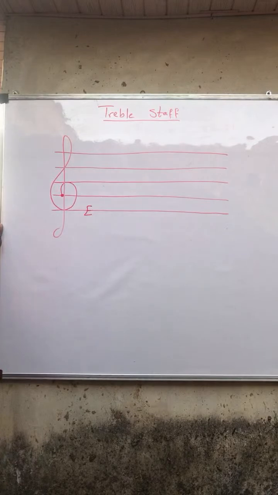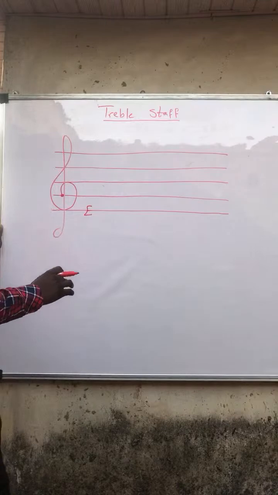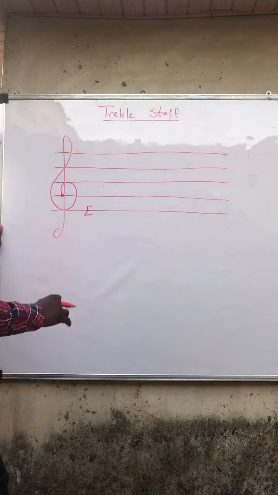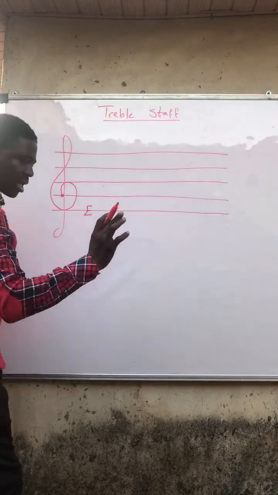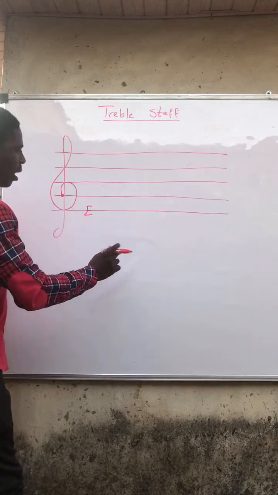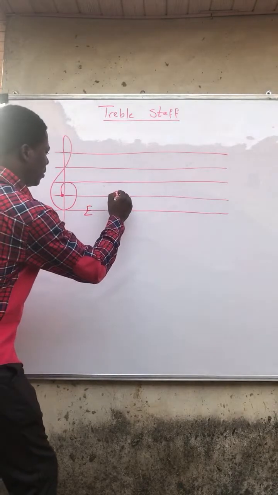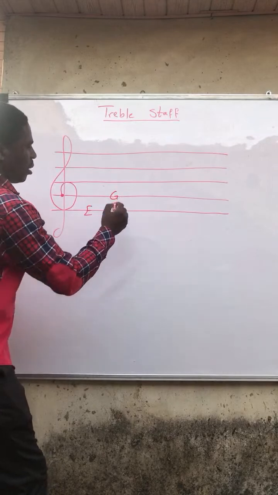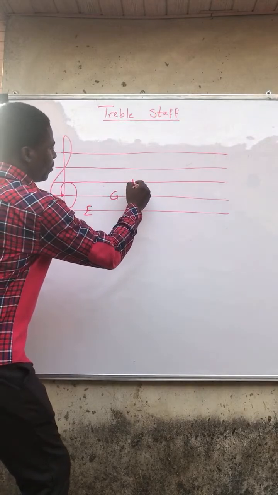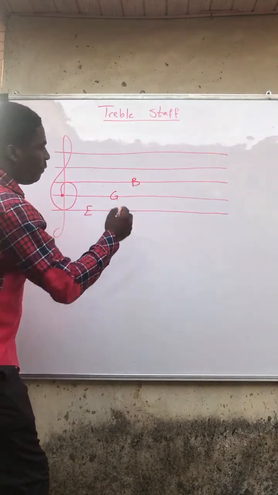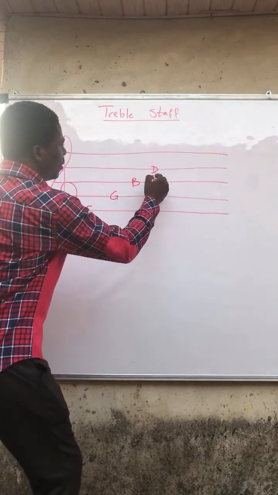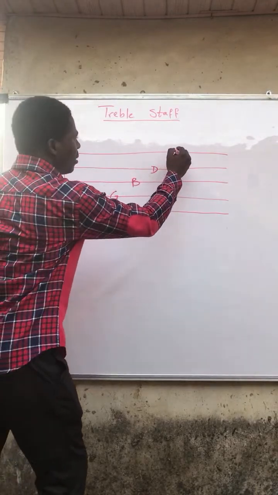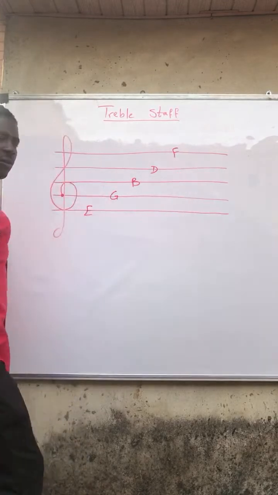I hope you understand. I hope you get that. I'm still going to explain more. I'm still going to give you more details. So the first line, just agree with me that the first line is E and the second line is G. The third line B, the fourth line D, and the last line is F.